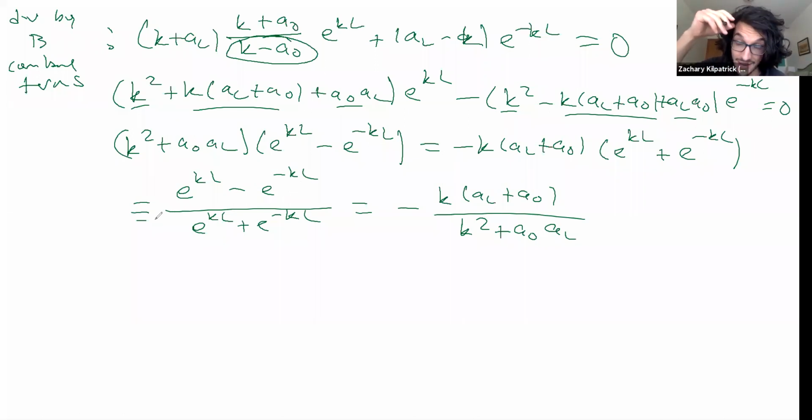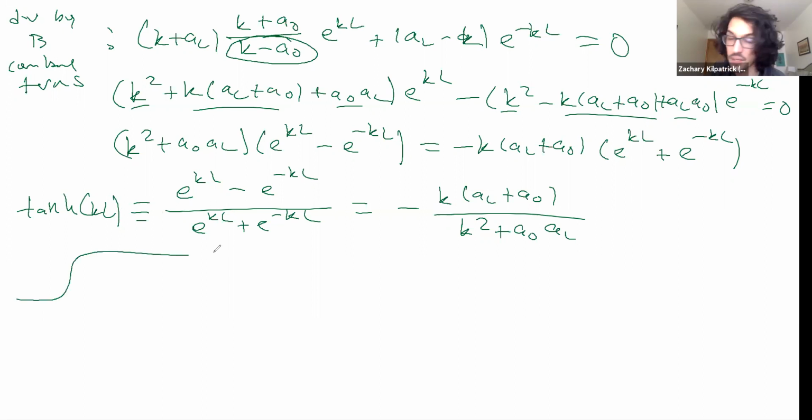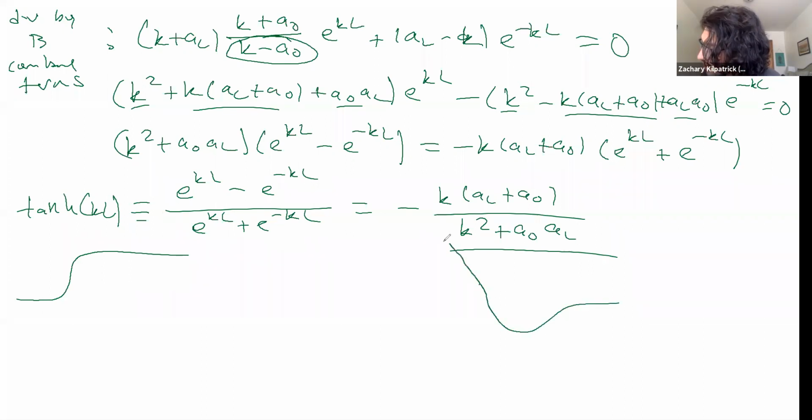That function is tanh. And so that's a tanh KL, right? Which is going to look like something like that, right? This thing over here, it starts out at 0, okay? And then when K is positive, it's going to kind of look like this, right? And it looks something like that on the negative, right?